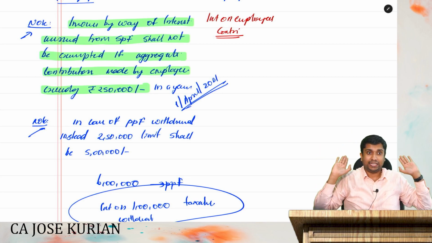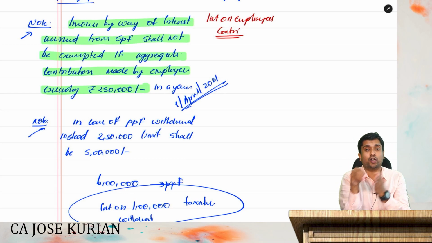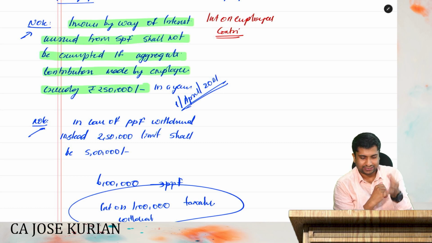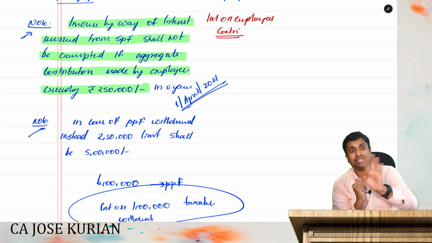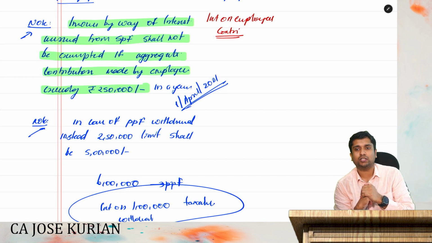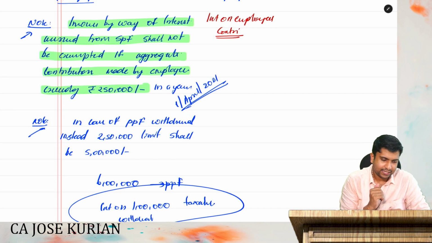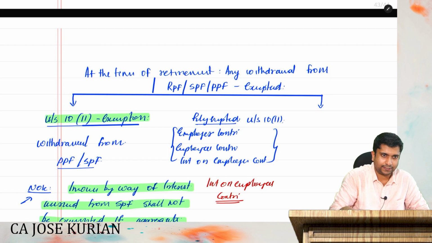There is no income tax implication from PPF and SPF withdrawal for employee contribution. This provision is there only from 1st April 2021. All the interest accrued before 31st March 2021 shall be fully exempted. So this is what the Act says as a part of your PPF and SPF contribution. I hope it is clear.